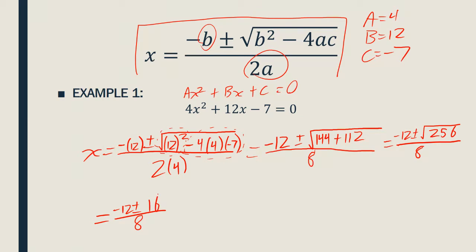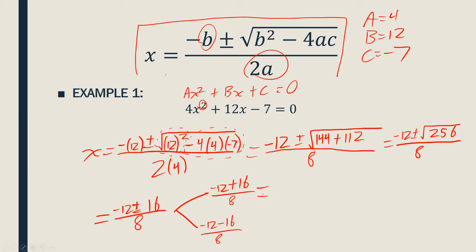This square root came out really, really nicely. It won't always come out that way, but sometimes it will. So now, remember, in a quadratic equation, I'm going to have 2 solutions. This 2 right here tells me I'm going to have 2 solutions. And those solutions are going to be negative 12 plus 16 over 8 and negative 12 minus 16 over 8. That's what this plus or minus here means: I'm going to have 2 different solutions.